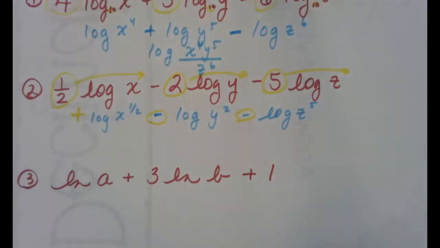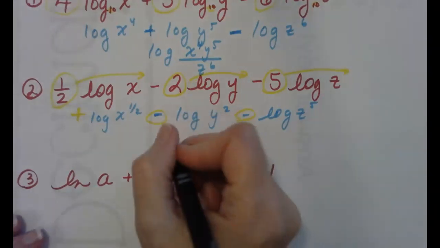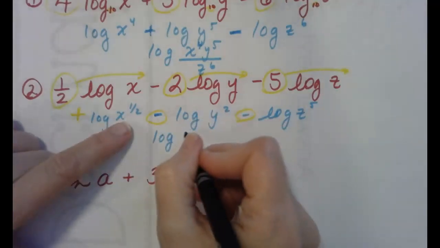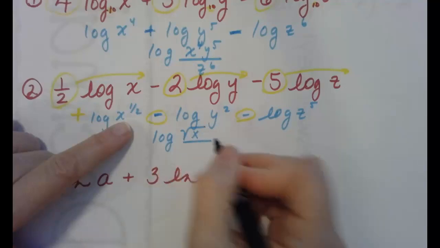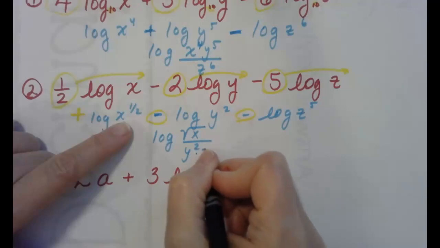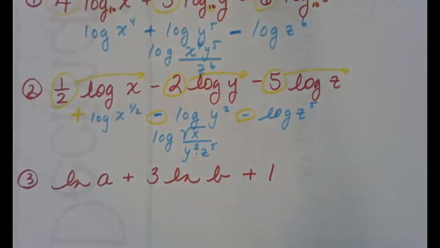Whatever's positive stays on the top. Whatever's negative goes to the bottom. So we end up with log of x to the 1/2, which I will rewrite as the square root of x over minus minus, so y squared, and then z to the 5th.